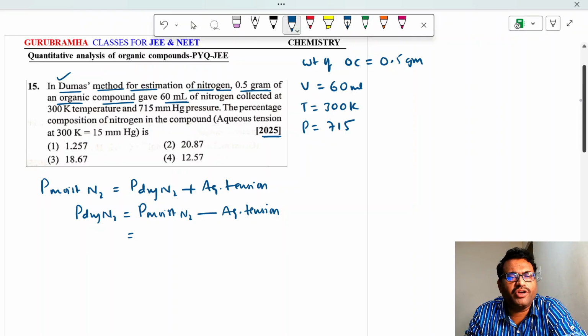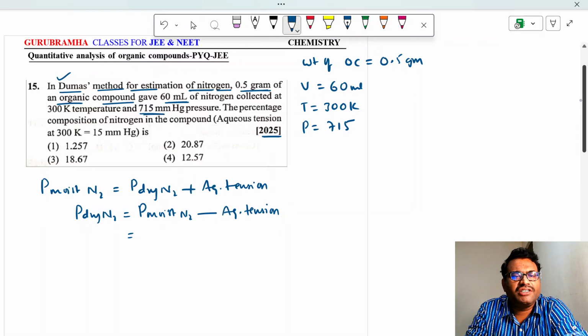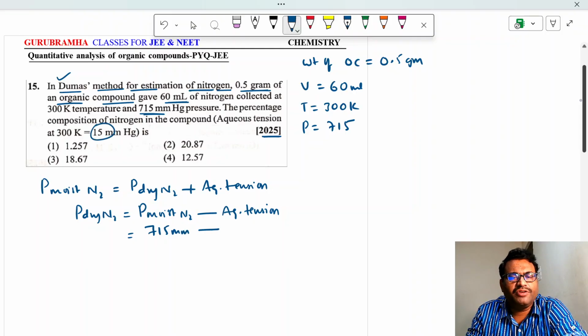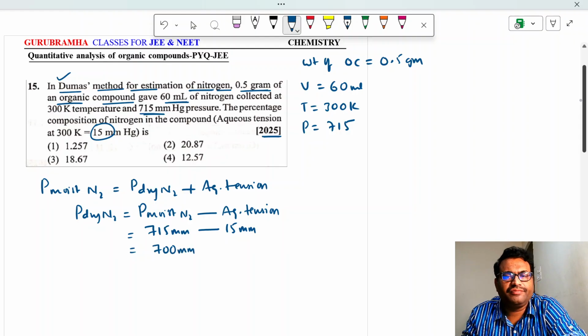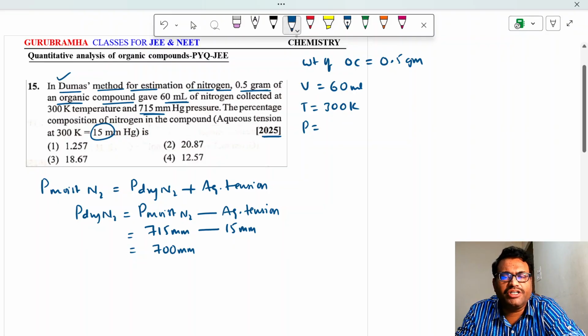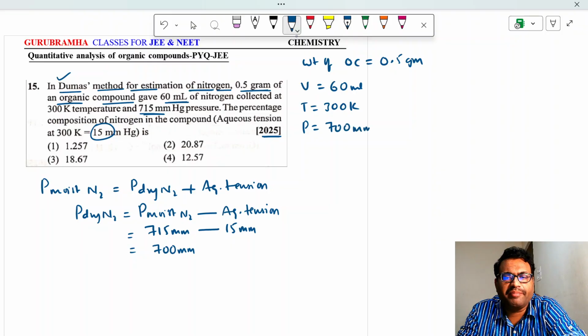Pressure exerted by moist nitrogen is given as 715 mm. Subtracting the aqueous tension, given as 15 mm, we get 700 mm. So we have to take 700 mm here, because we are taking exclusively the pressure of dry nitrogen.